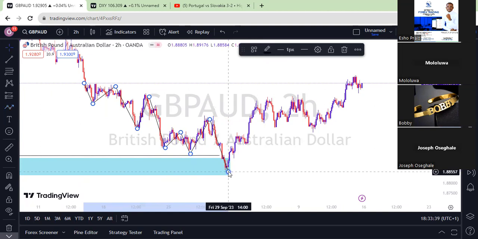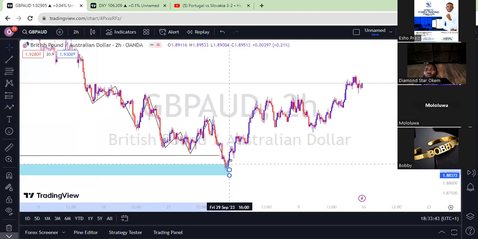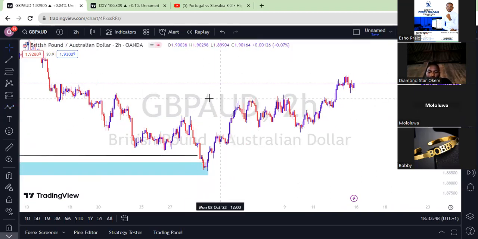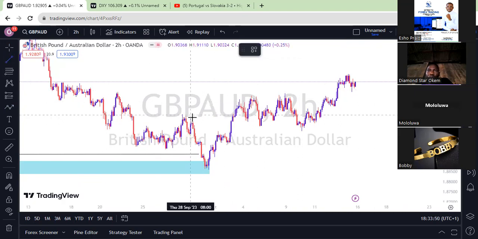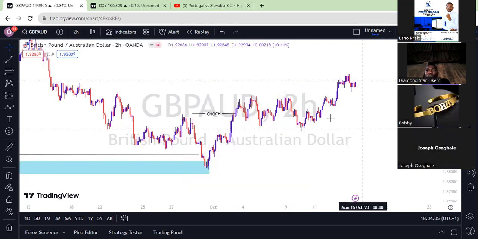So finally, the market gets to that previous demand zone. In this case, where is our last lower high? This is our last lower high here. And this becomes our change of character. Don't forget. So that's our change of character.